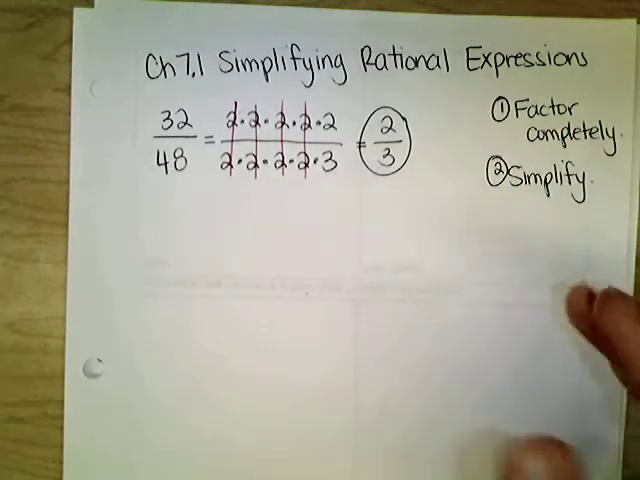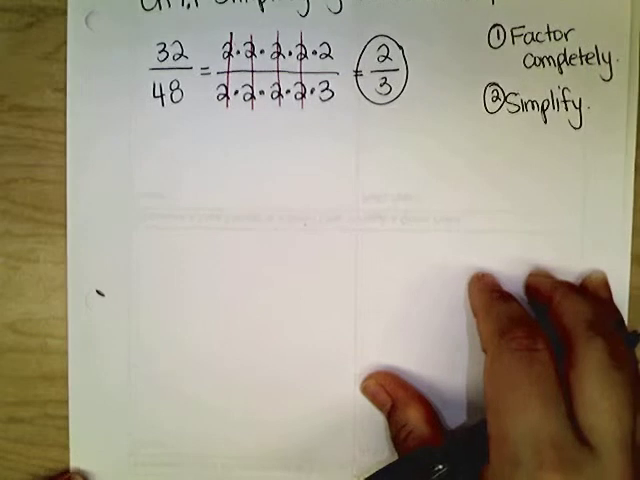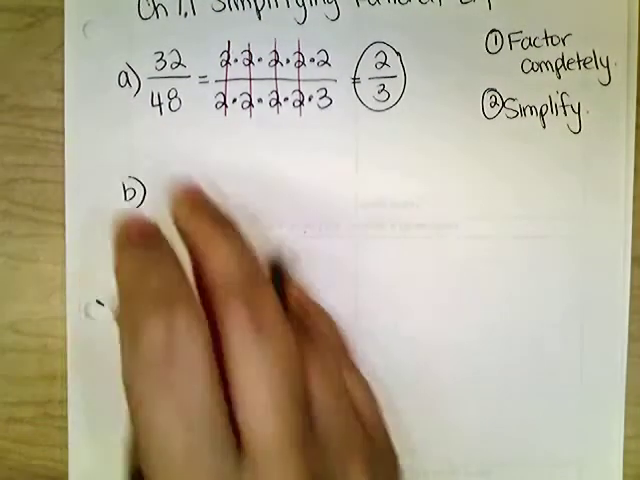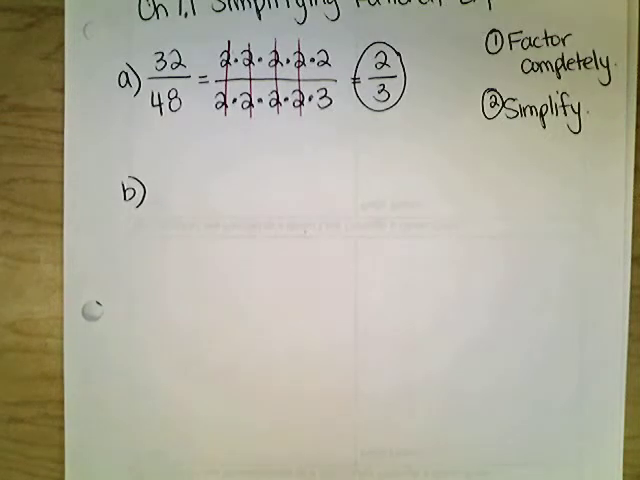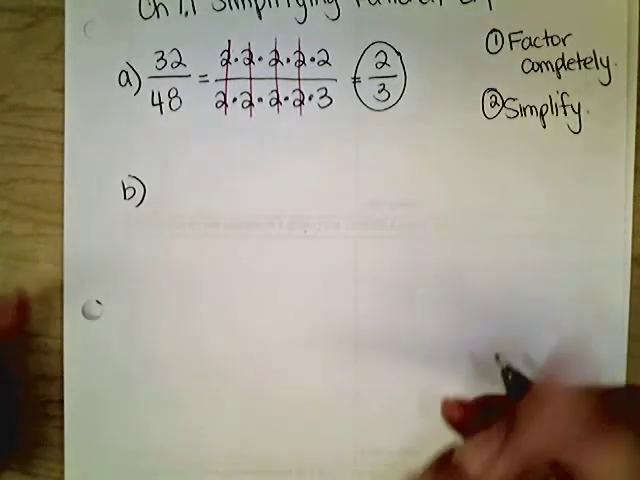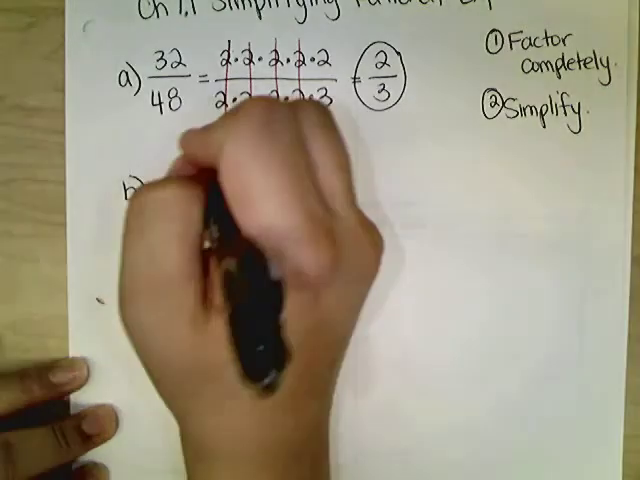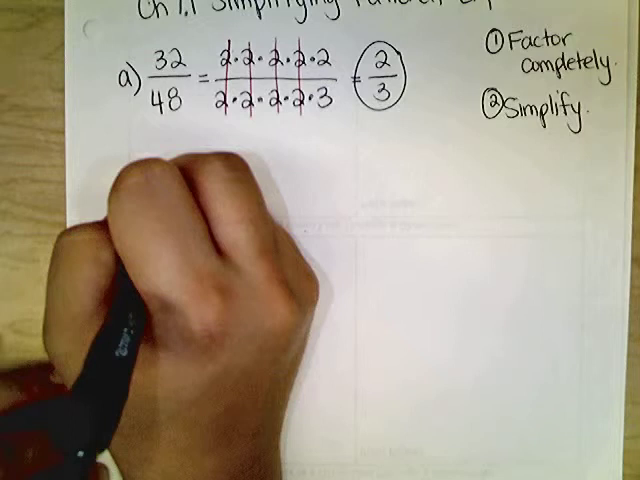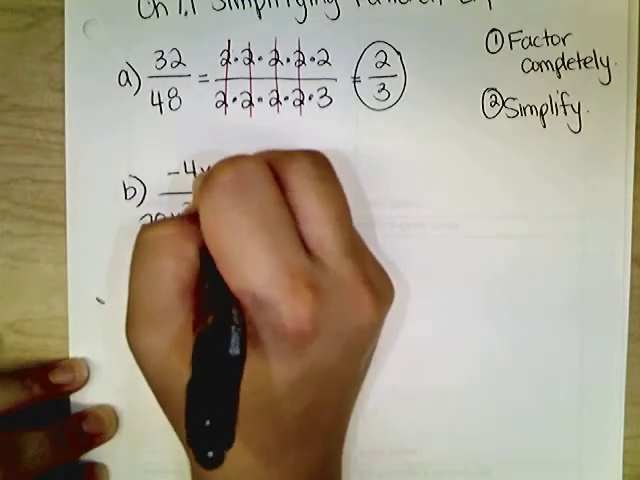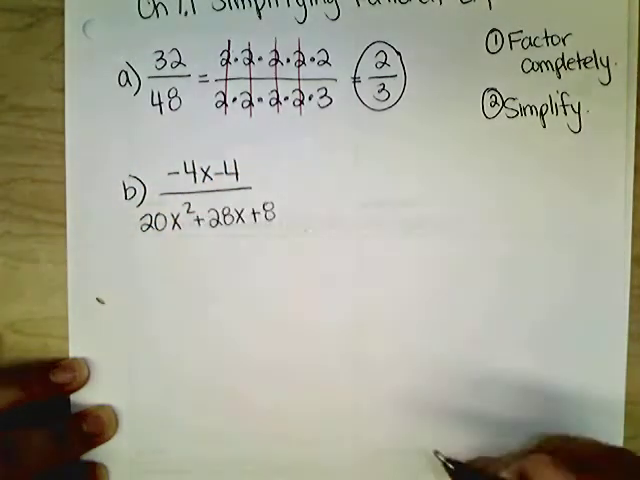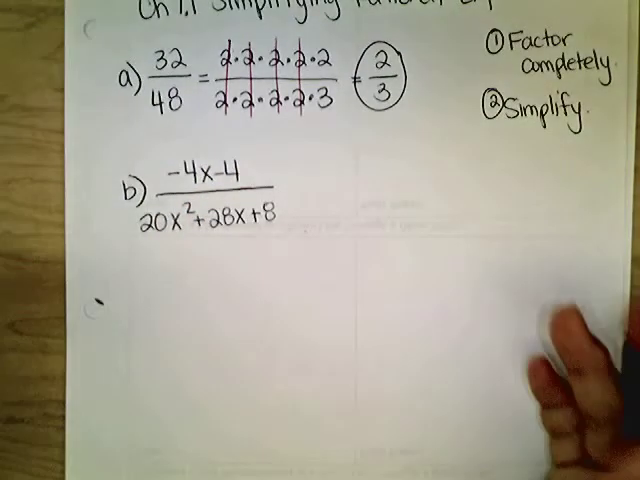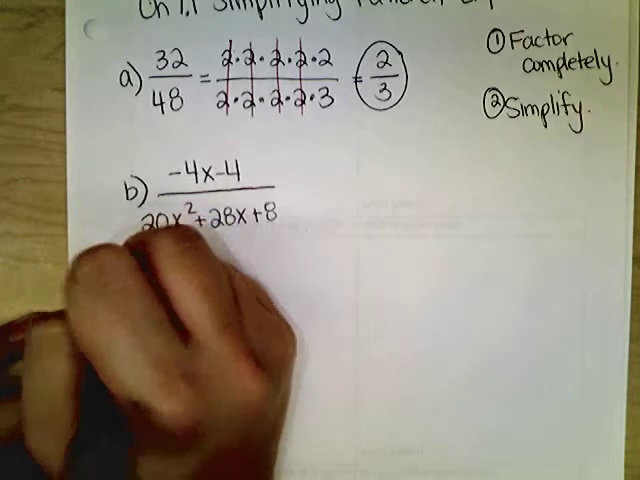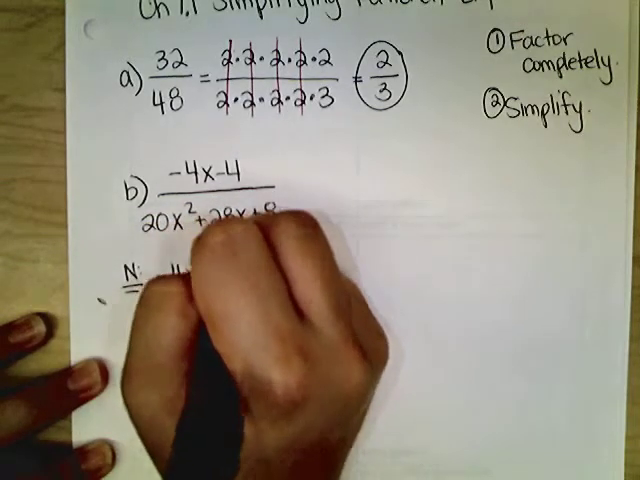Basically, simplify by reducing. So let's do that same kind of example, but with an actual rational expression where we have a polynomial on the top and the bottom instead of just a number. So we'll use negative 4x minus 4 over 20x squared plus 28x plus 8. Again, the first thing we do is factor the numerator and factor the denominator. I'm going to do that down here on the bottom. Our numerator, negative 4x minus 4.